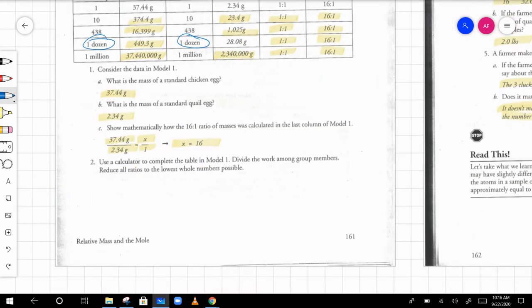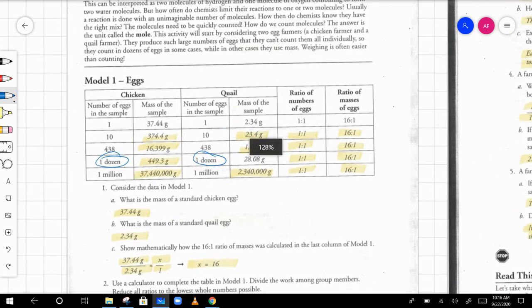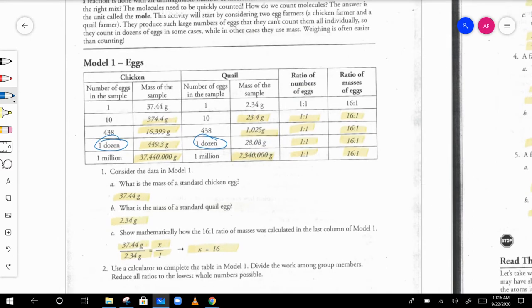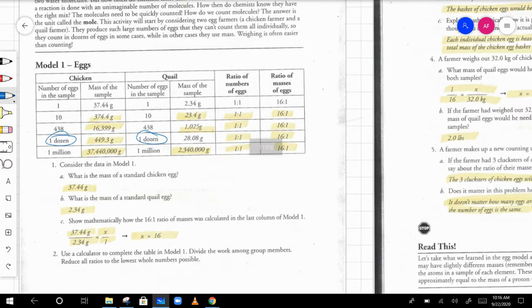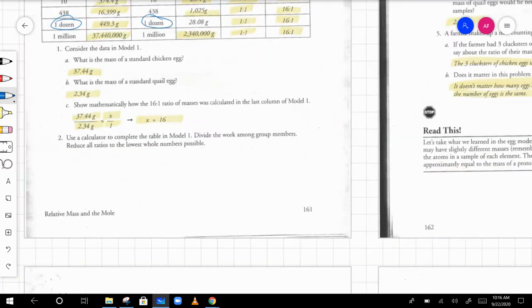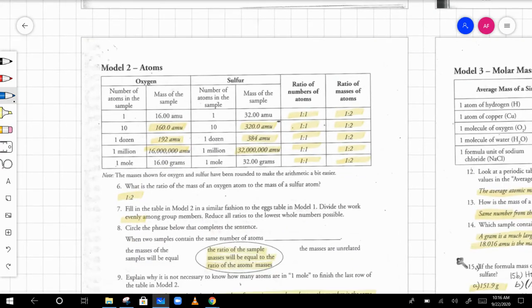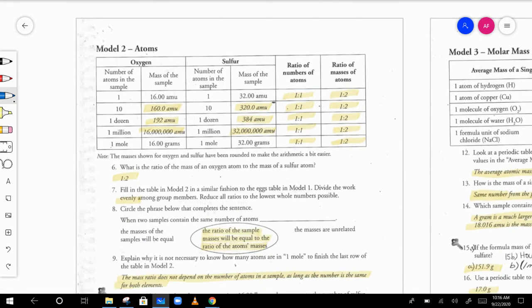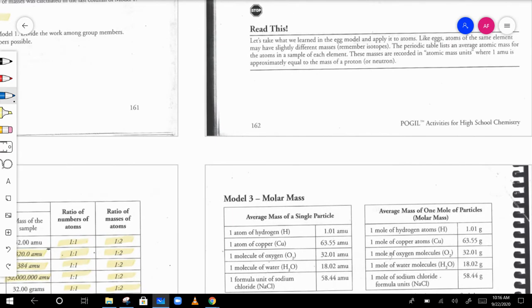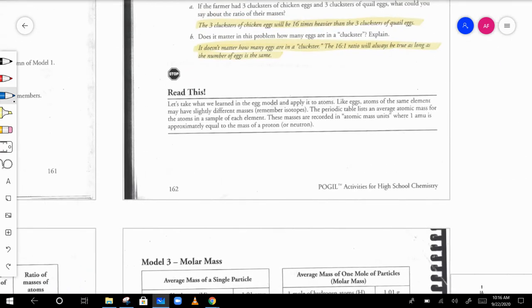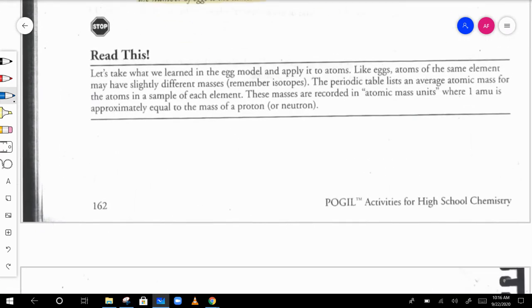So I'm not even going to go over the answers to this part here. They're all given to you here. Hopefully you understood that. I'm going to move right on to the part where we talk about atoms and the mole. Let me read this real quick. Again, when we look at atoms and molecules, we're going to be using a mole.